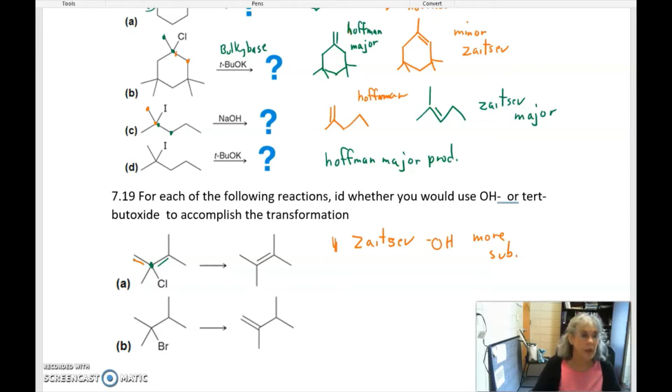Okay, here we're making the Hofmann product, because this is the less substituted product. And so we'll want to use the bulky base. So we'll want to use the t-butoxide.